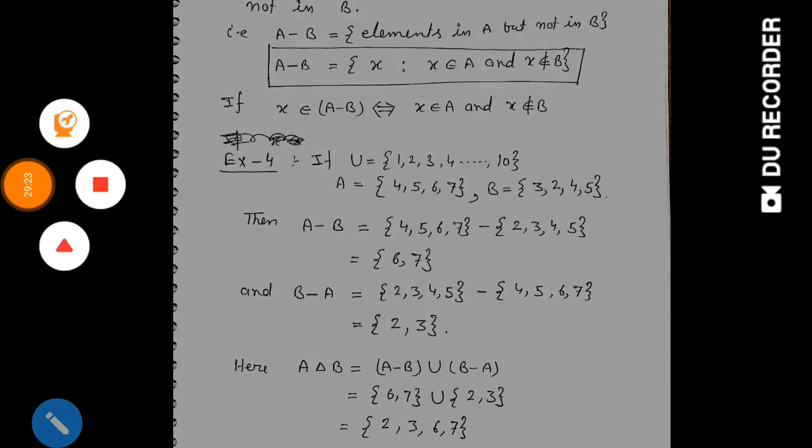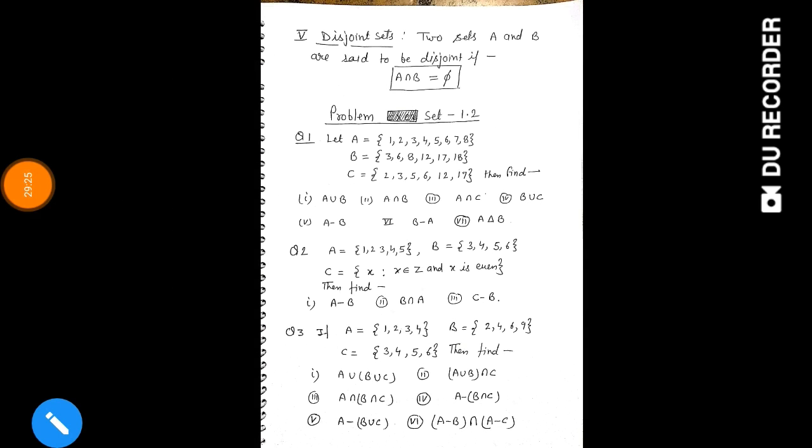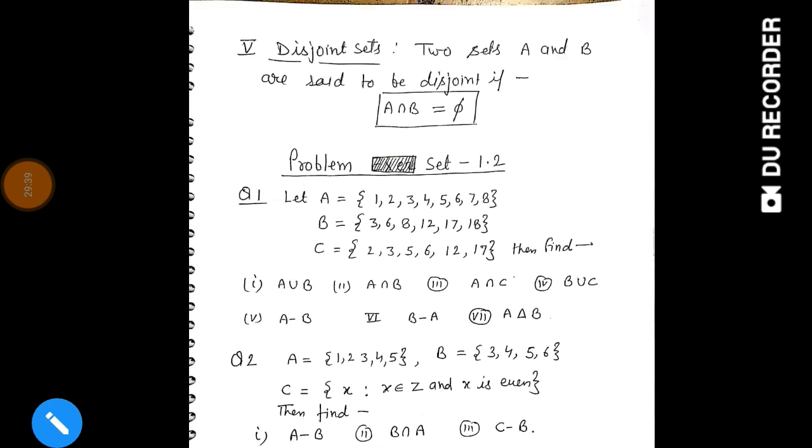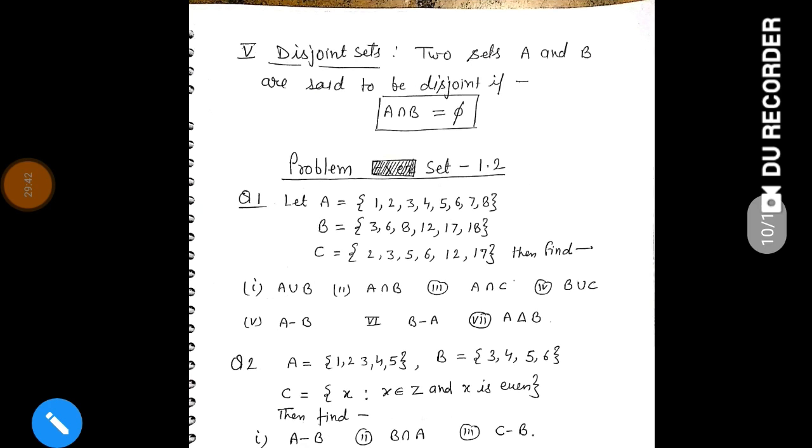And the last definition is disjoint sets. The name makes it clear: disjoint means separate. Two sets A and B are said to be disjoint if they have no common elements, or mathematically, if A intersection B is empty. So if A intersection B is empty, then the two sets are said to be disjoint.